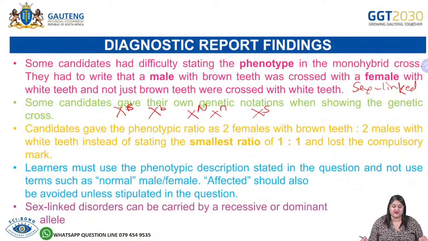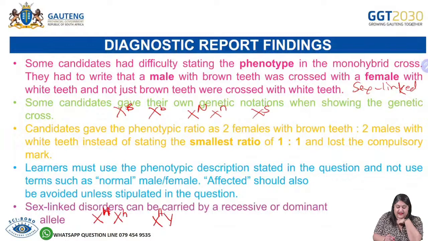Lastly, sex-linked disorders can be carried by a recessive or a dominant allele. Very, very important that it's not always the recessive one. Okay, it's very important to understand that. If the disorder is caused by a dominant allele, then the female only needs 1. Okay, and if it's caused by a dominant allele, the male will also need 1. But if it is caused by a recessive allele, then the male is only going to need 1, yes, but the female is going to need to have 2.